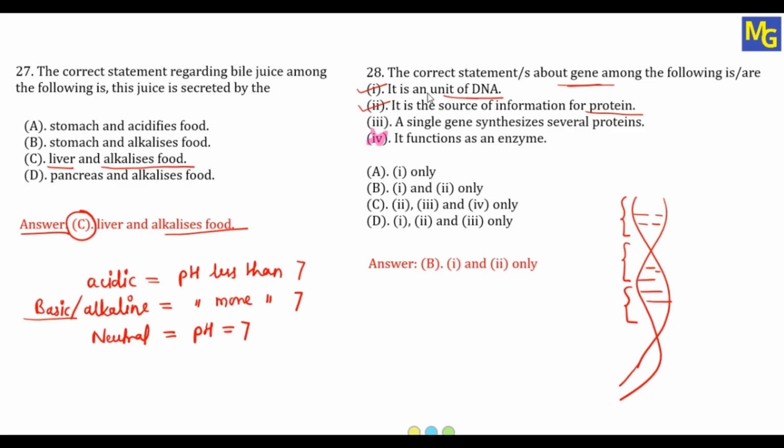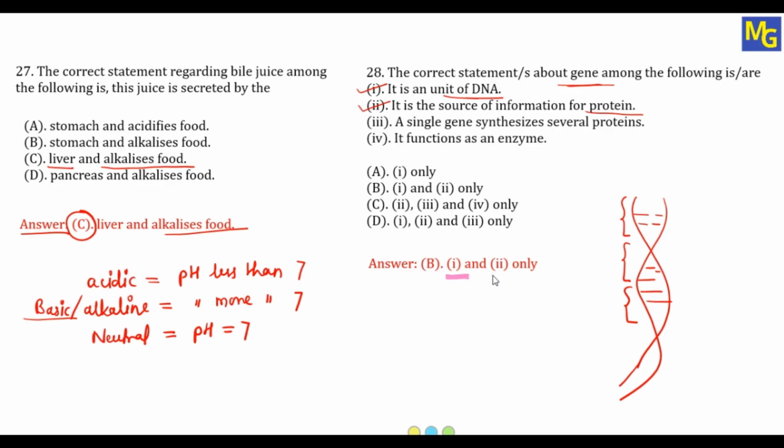It is a unit of DNA and it is a source of information of protein. And therefore, if you see, option A has only 1, but option B has 1 and 2 only. Therefore, our B option is the correct one. Option A has only one option, but according to our explanation, 2 is also correct. Therefore, we cannot mark A, we should mark option B. So write down the answer. Option B, the letter of the alphabet is B, and the answer is 1 and 2 only.